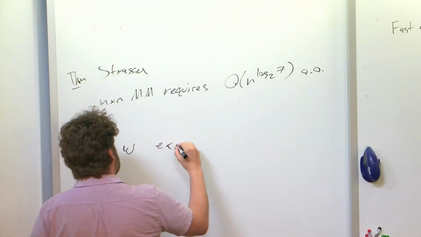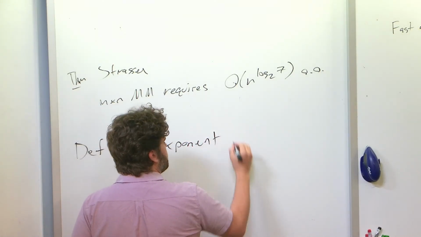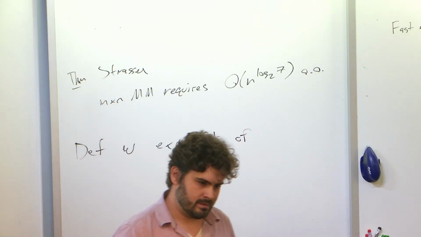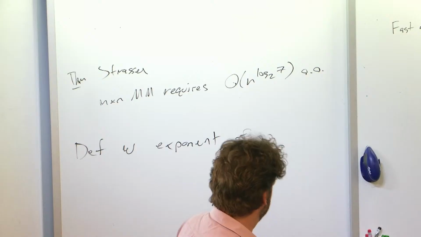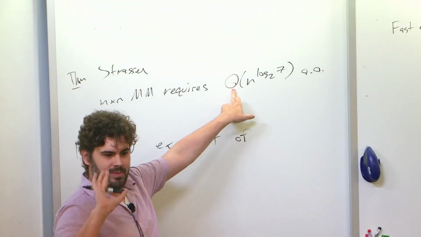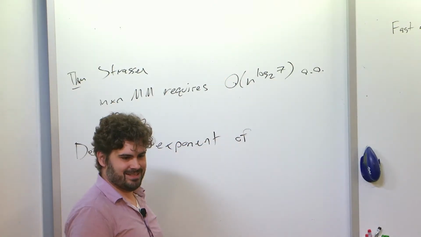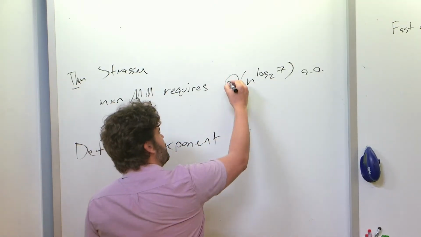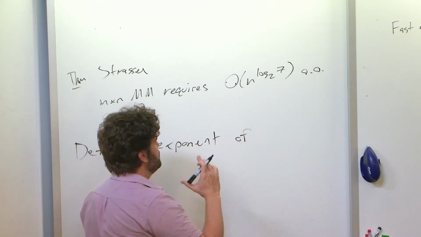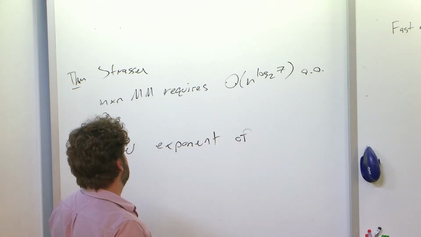Can I make a picky comment? Sure. Because you said Strassen requires, you mean Strassen's algorithm. Otherwise, I would say it suffices. Well, this is an upper bound. The big O means upper bound, right? So it requires just. Sure. I would be wrong if I wrote that, right? This is about the algorithm. Strassen's algorithm requires. Then I agree. Fair enough.